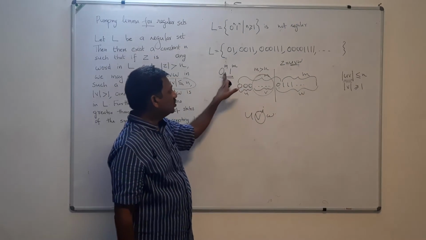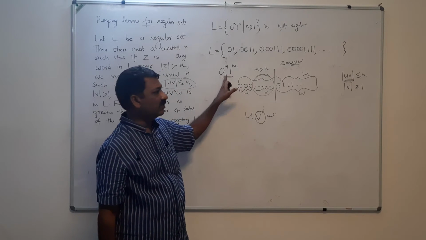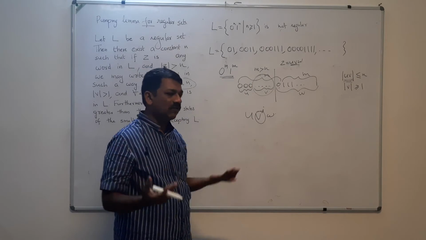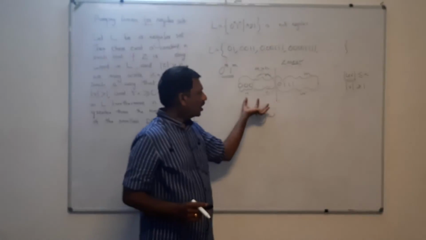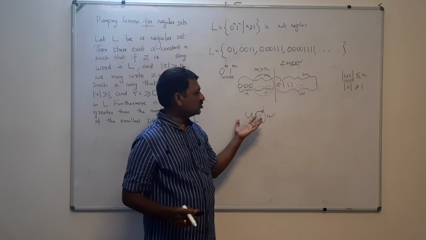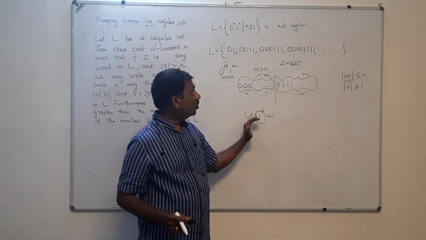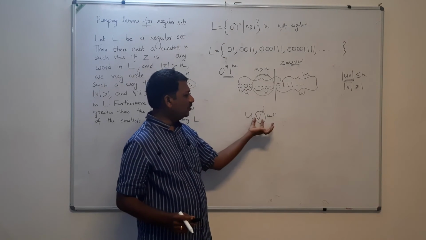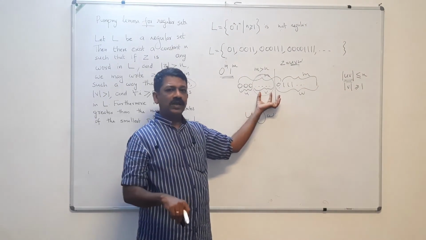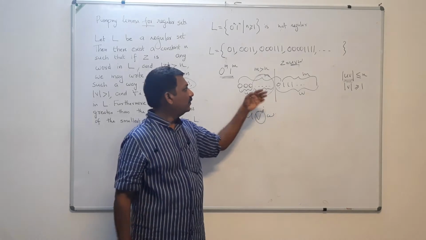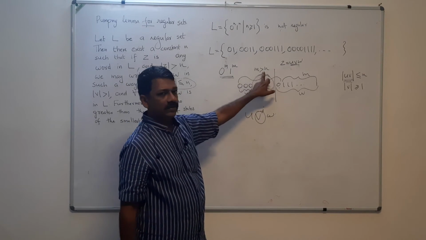But 0 raised to m, 1 raised to m has to be accepted. There should be two pumping locations. That means 0 has to be pumped and at the same time 1 also has to be pumped. But at this point, u v raised to i w is not in our language, because this v is having only zeros. We came to that conclusion from where we have carefully chosen 0 raised to m, 1 raised to m, where m is greater than n.